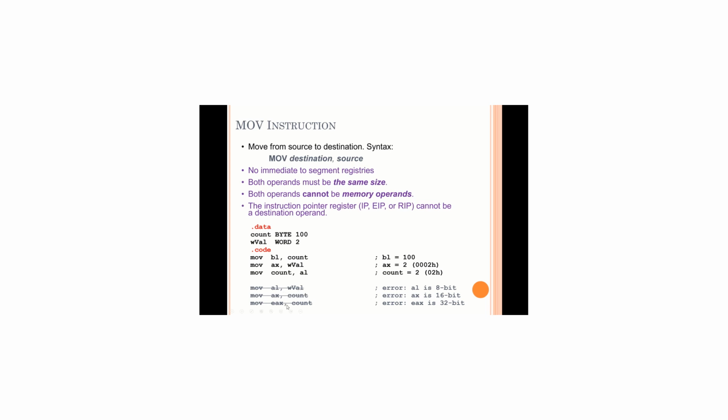Now the following three are not permitted. Moving a word to a byte, to an 8-bit register, is not allowed. And moving a byte to AX, which is 16-bit, is not allowed. You move 8-bit to 16-bit, not allowed. And also, EAX is 32-bit, and count is only 8-bit, a byte, so that's also not allowed.